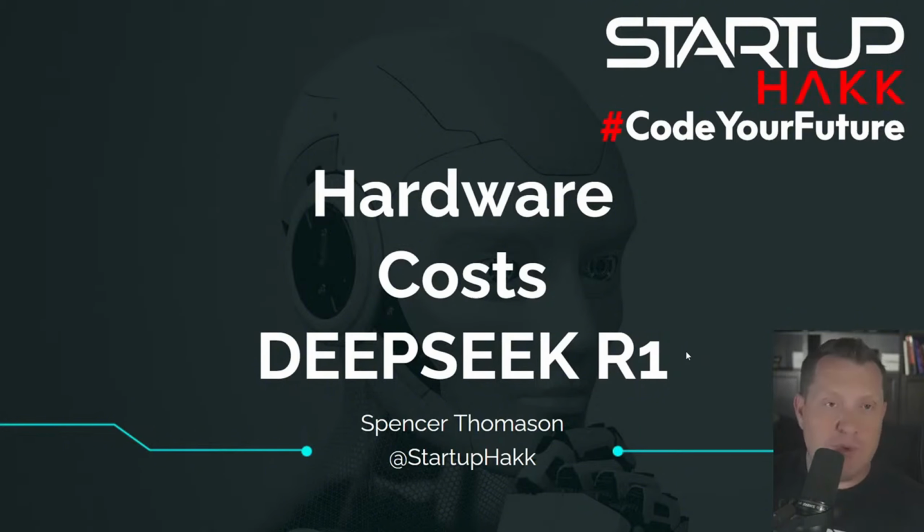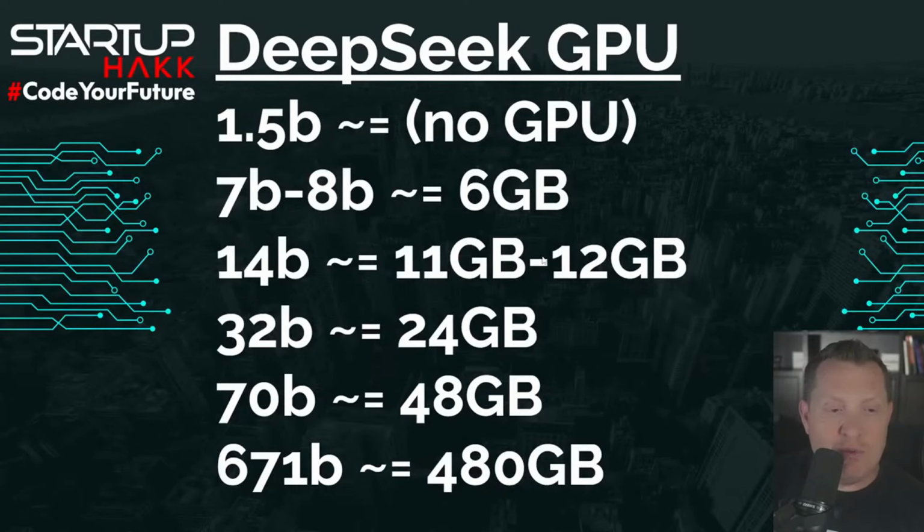Once I explain some of the details here, I'll explain why it is DeepSeek that I chose to explain this with. All right. So when you talk about a model, you're going to talk about how many parameters it has. In this case, DeepSeek comes with the following models: a 1.5, a 7 and an 8, a 14, 32, 70 billion, and the whopping 671 billion.